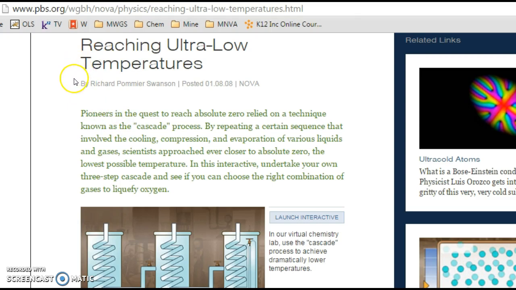If you want to look at reaching ultra low temperatures and the whole process, it's pretty cool, but it's something that you can do because it's an exploration, and here's the link.